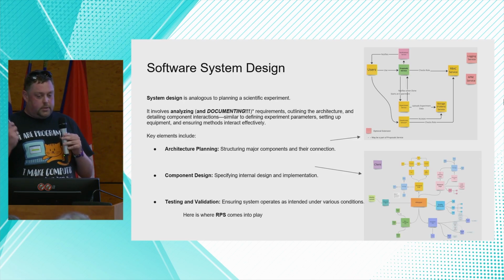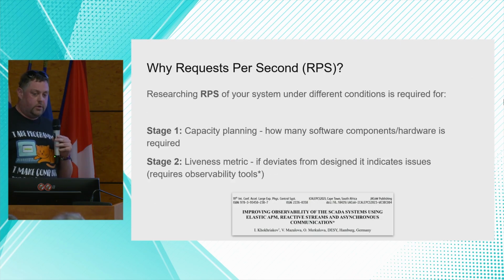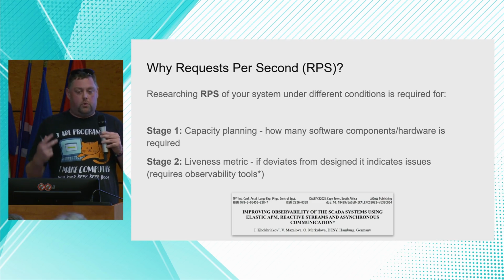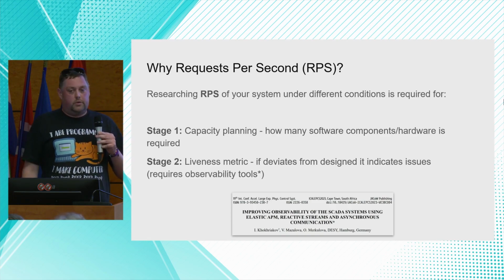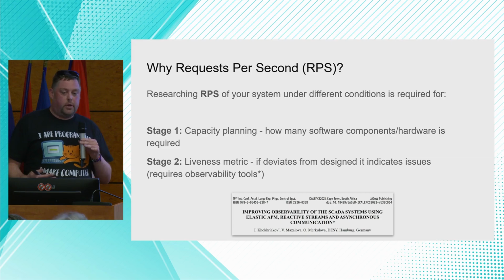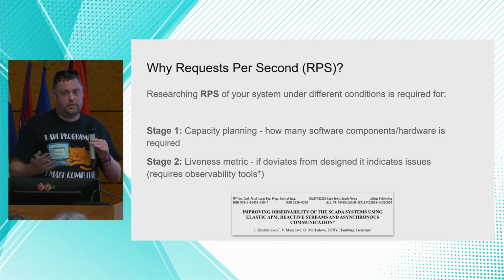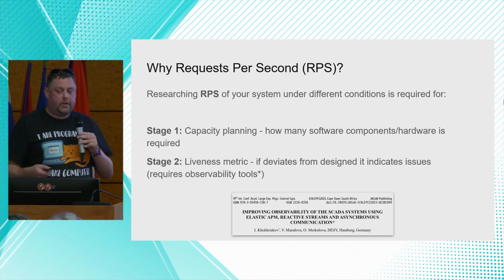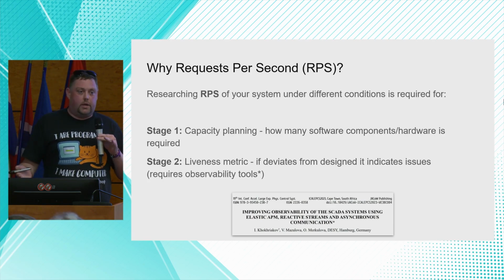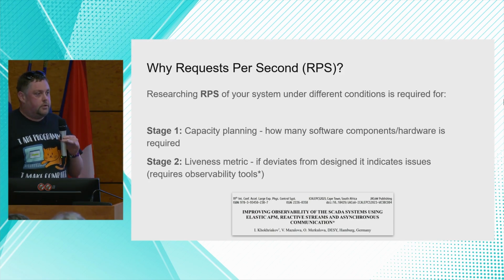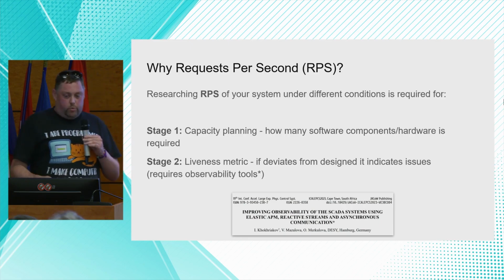And here, where does this RPS come into play? Why requests per second? Researching this metric is important for two stages, so to say. The first one is capacity planning. Basically it says, okay, my node can serve, let's say, 1,000 RPS, and my estimated load is 600, so I'm good. And then, in runtime, it's also a liveness metric. Again, if you designed for 1,000 RPS but the system gives you only 600, this definitely means there is some issue with either architecture, implementation, or something else.